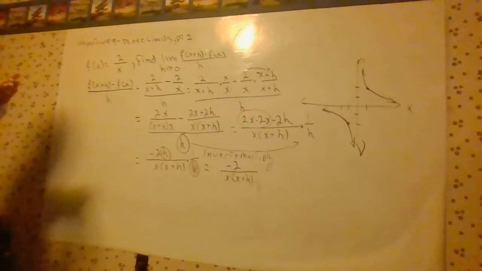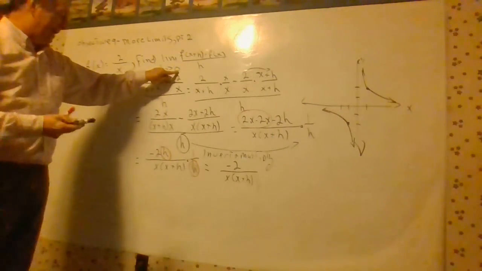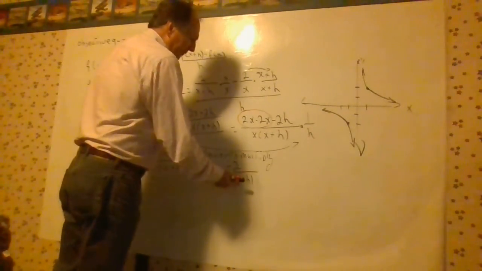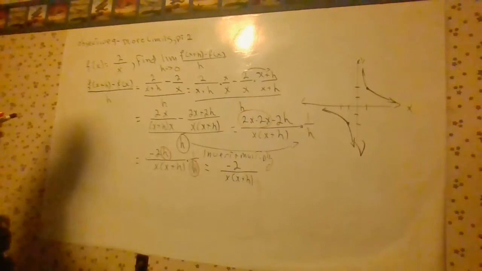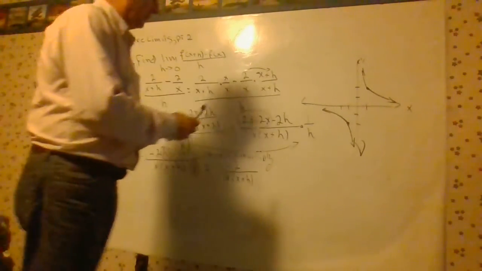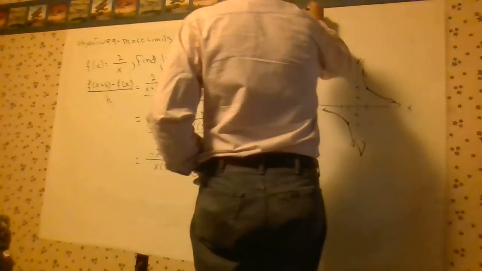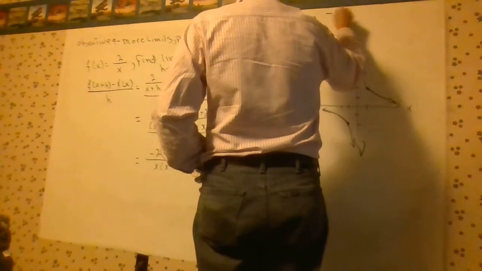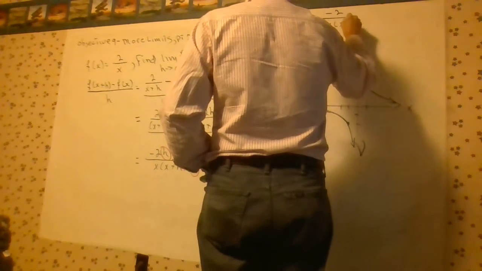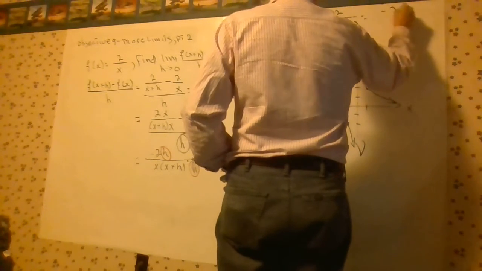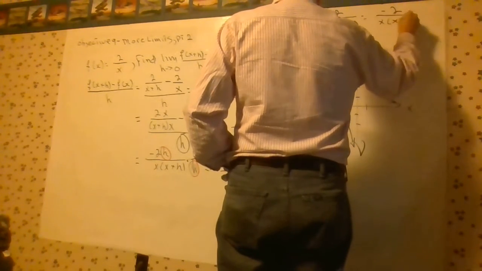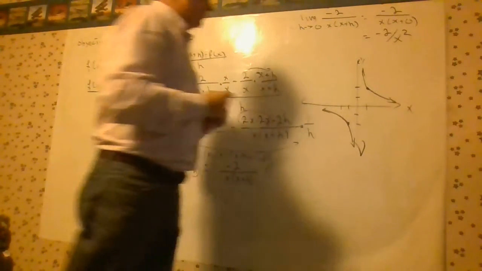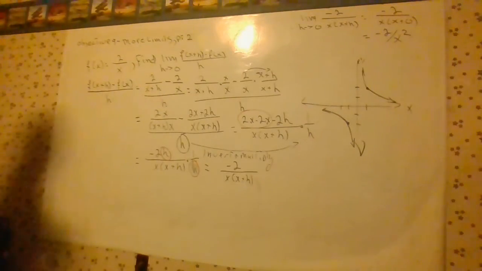Now, if you look forward, our goal eventually is to plug 0 in for h and not get an indeterminate form. If you plug in 0, negative 2 over x times x. Perfectly good. We're not dividing by 0. And so let's do that over here. And we get negative 2 over x squared. That's our final answer.